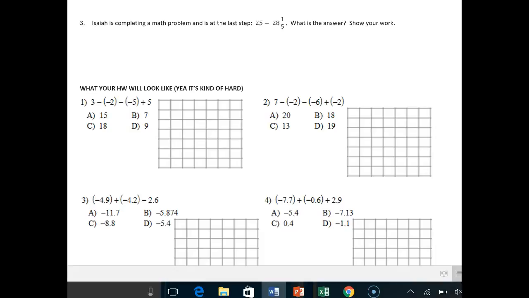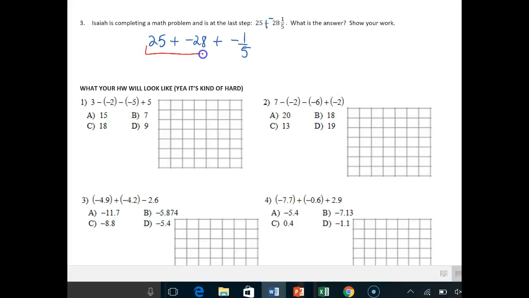We're going to start off with here. Isaiah is completing a math problem and is at his last step of 25 minus 28 and 1/5. What is the answer? Show your work. So always break apart these mixed numbers to help you see them better. So 25 minus should be really plus negative. So plus negative 28 plus negative 1/5, right? That makes sense.